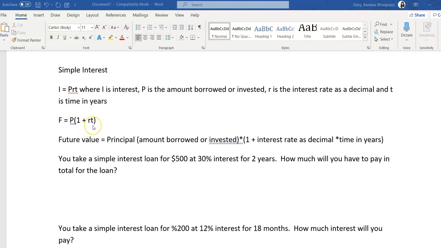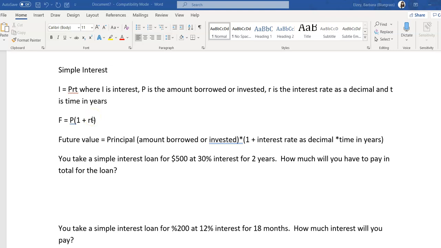And then the future value, if we want to figure out how much in total we're going to end up paying for this loan, or how much we're going to get if we're making an investment or a savings account of some kind, then we'll use this formula, which is future value is equal to the principal, which is what we borrowed or what we've invested, times 1 plus our interest rate R as a decimal times our time in years. So let's use both of these formulas in two examples.